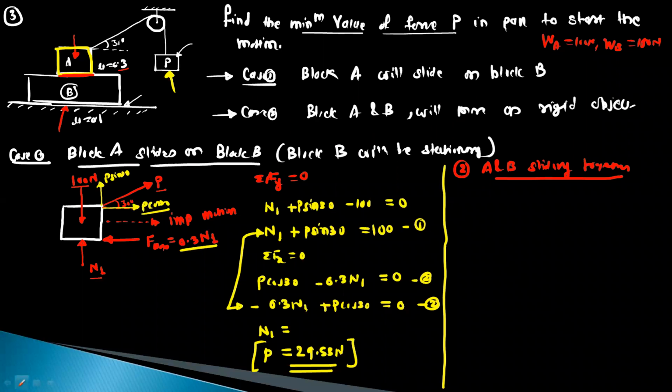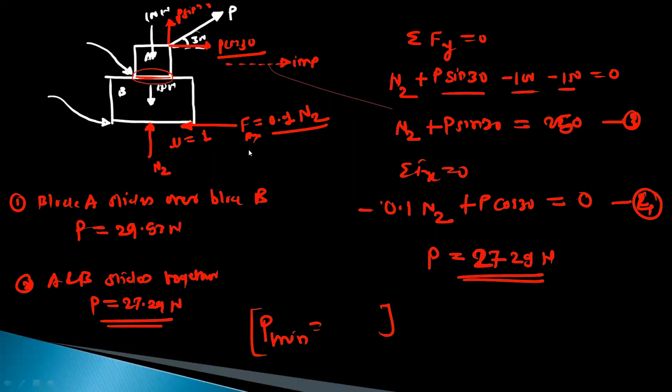Okay. So it is not given in the problem that A should slide over the block B or A and B should slide together. So how to decide the correct answer from these two answers?